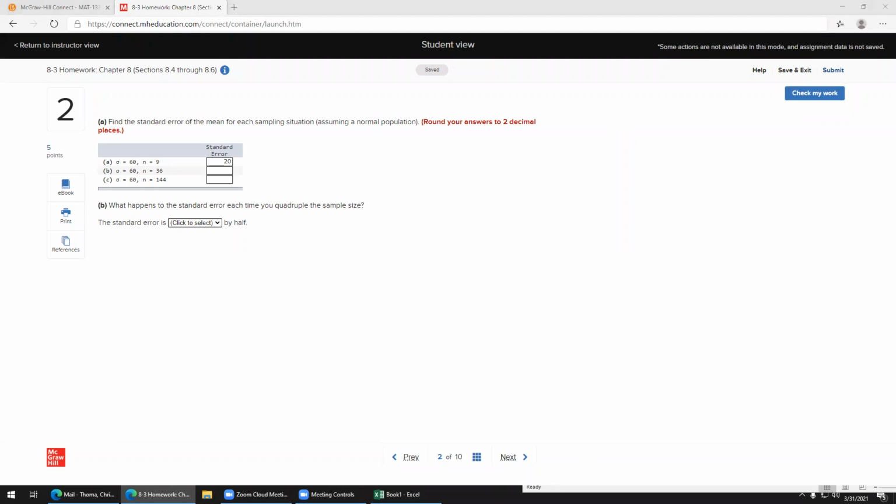Again, the key formula for standard error, or finding the new standard deviation, as I like to call it, is you take the population standard deviation and you divide it by the square root of the sample size. That gives you your standard error, or the standard deviation of the sample mean. That is the formula you need for applying the central limit theorem.